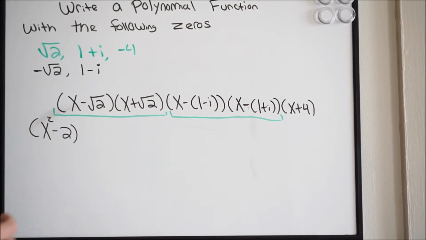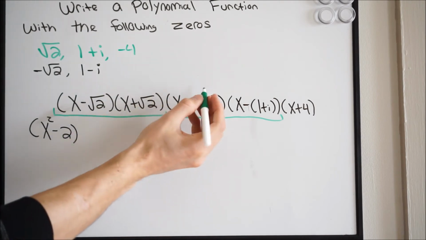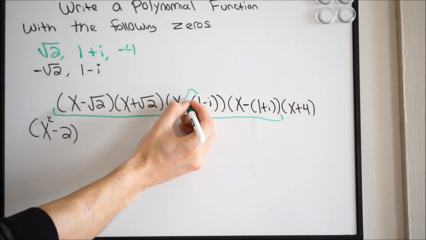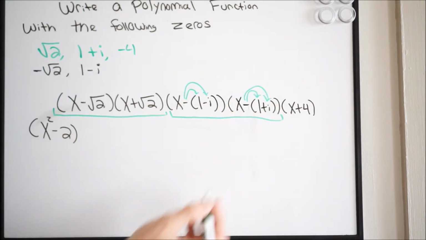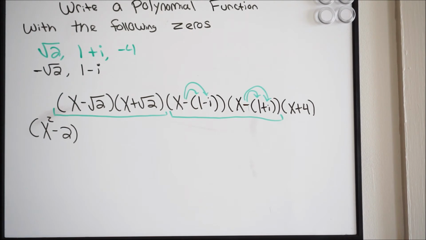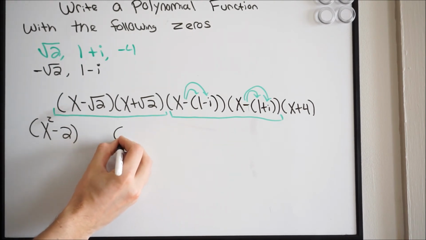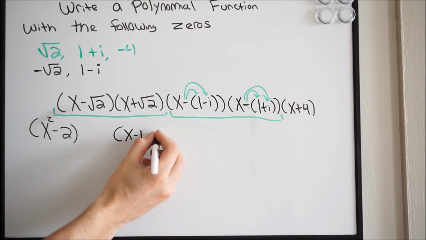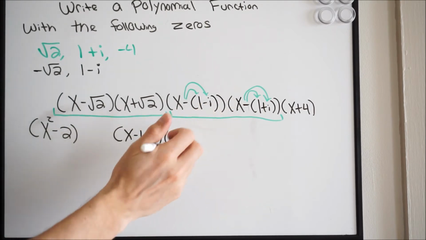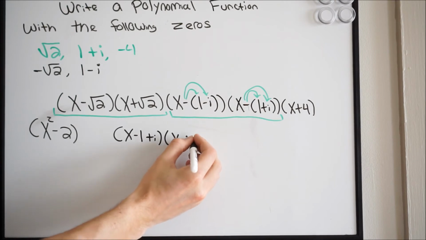Alright, now let's look at this part here. So what I would do, okay, we want to distribute this negative inside the parentheses. So let's see what happens when we do that. When we rewrite this, we will get, I'm going to write it right here, x minus 1 plus i, okay, and we get x minus 1 minus i.